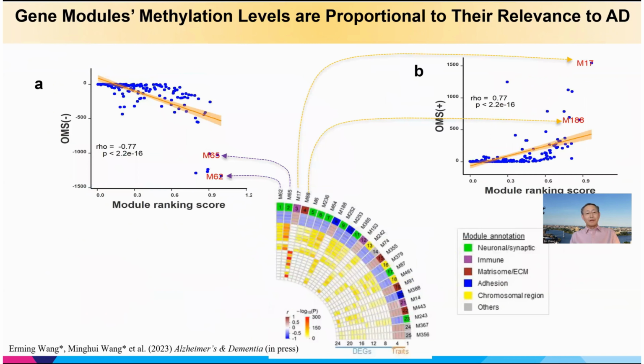So getting back to DNA methylation, we found that the overall module methylation scores are highly correlated with the module relevance to Alzheimer's disease. As we separate hypomethylation scores from the hypermethylation scores, here we basically see two sides of modules. One side of modules is downregulated in Alzheimer's disease. They have very high hypermethylation scores, while the upregulated gene modules have very high hypomethylation scores.